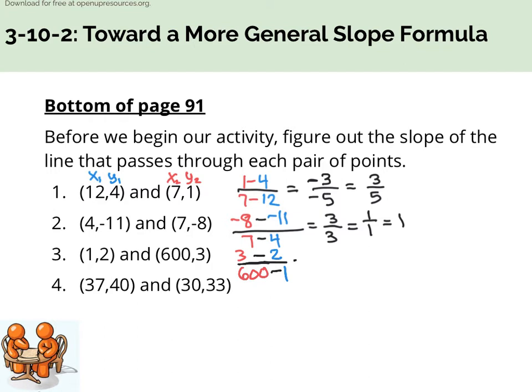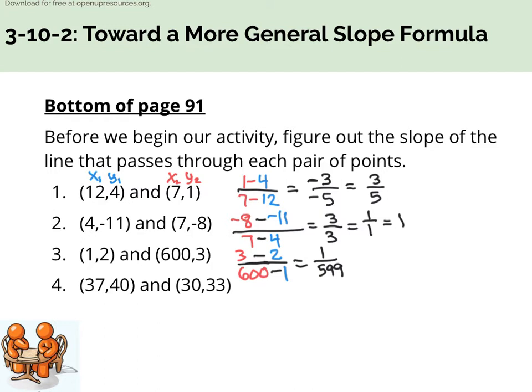3 subtract 2 is 1. 600 minus 1 is 599. Slope for number 3 is 1 over 599. So let's go ahead and do number 4.